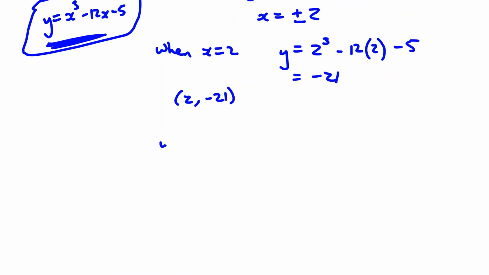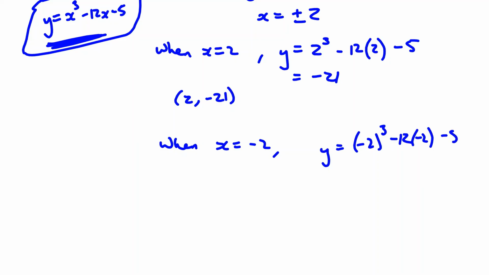Our next coordinate is when x is minus 2. So y is going to be minus 2 all cubed, take away 12 lots of minus 2, take away 5. So this is still going to give us minus 8 for this bit, but this is going to give us a plus 24, take away 5. Minus 8 minus 5 is minus 13. 24 take away 13 is 11. So our next point here is going to be minus 2, 11.